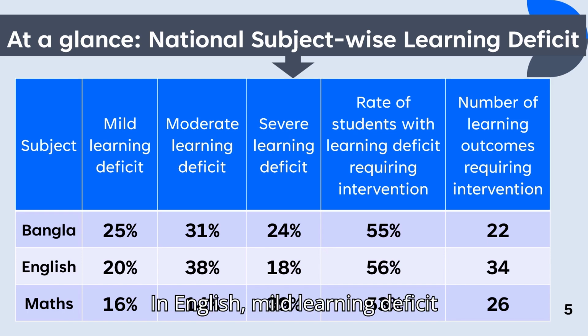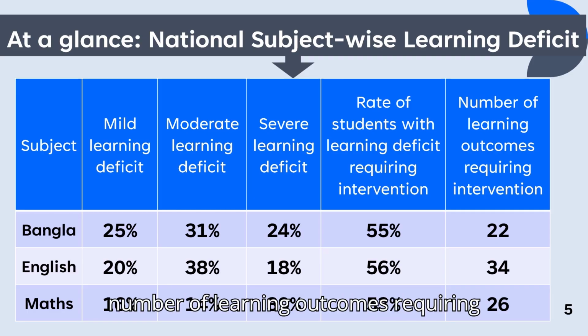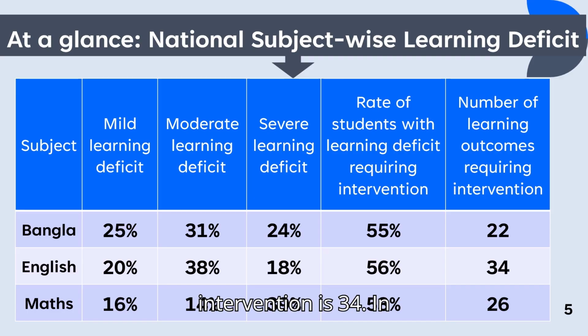In English, mild learning deficit is 20%, moderate learning deficit is 38%, severe learning deficit is 18%. The rate of students with learning deficit requiring intervention is 56%, and the number of learning outcomes requiring intervention is 34.